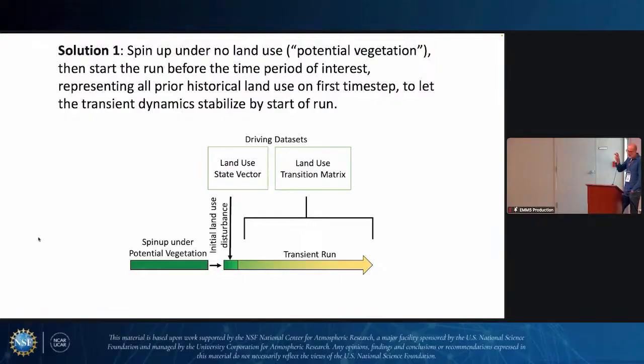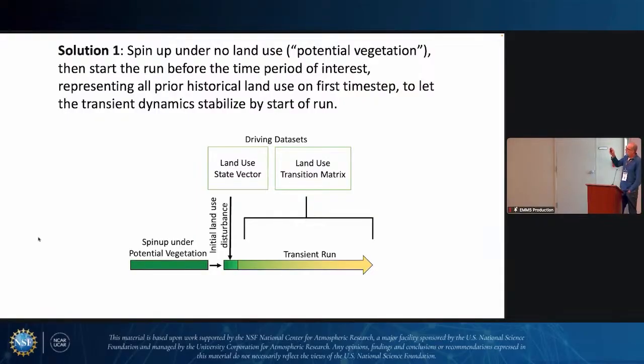One is that you spin up the land model with no land use change at all. So you just assume everything's primary land. There's no anthropogenic influence at all. And then, at some point in the model simulation, you apply all of the prior disturbance that's required to get you to the land use state at the time of starting.